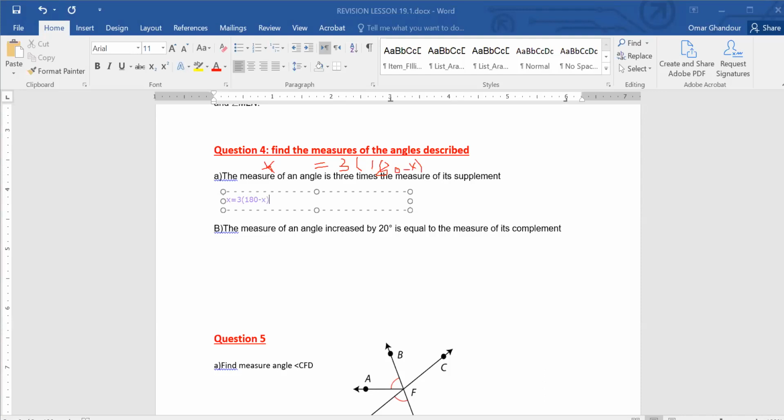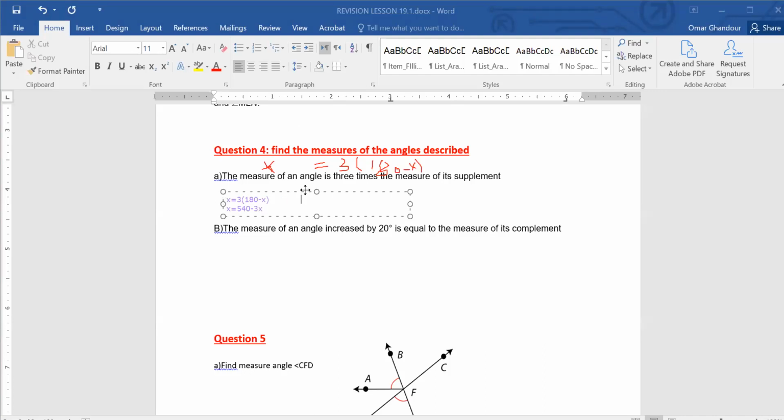Tell me, what should I do? What is the first step I should do? Whenever I have a bracket, what should I do with the bracket? Solve it first. Open the bracket. Yalla, let's open the bracket. So x is going to be, if you multiply 3 with 180, this will give you 540 minus 3x. And then what should I do? What should I do to complete? I will do what to the 3x? Shift it. Yes, shift it to the other side.